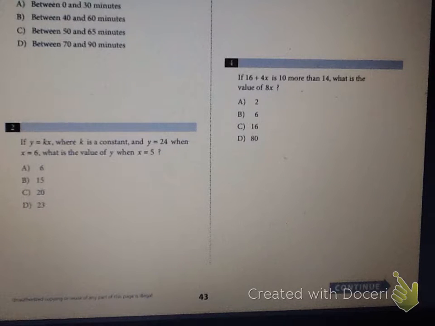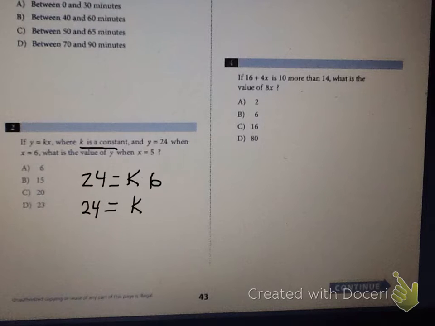The next question is involving a constant. So K is a constant. That means it's not ever going to change. It's kind of the opposite of a variable. And it says Y is 24 when X is 6. So we have 6 times K. So K is 4.